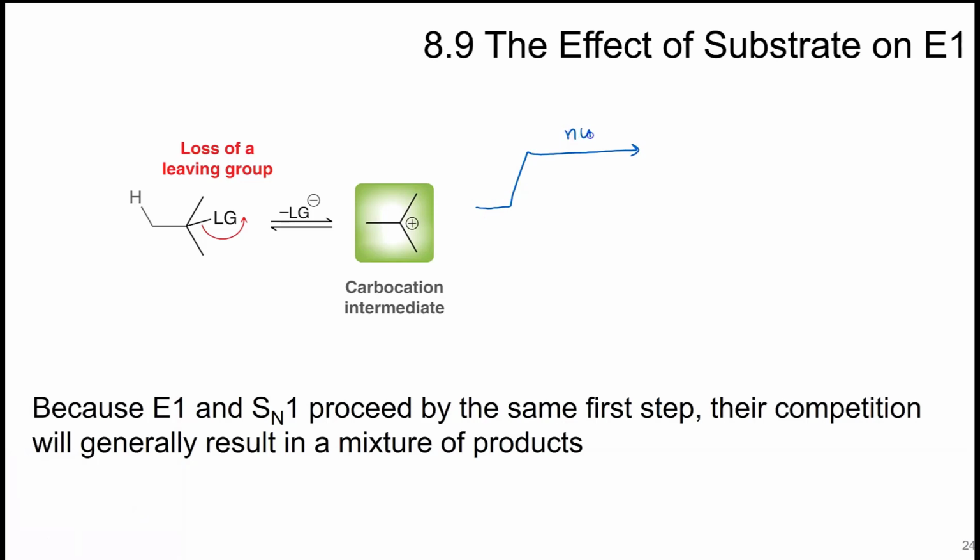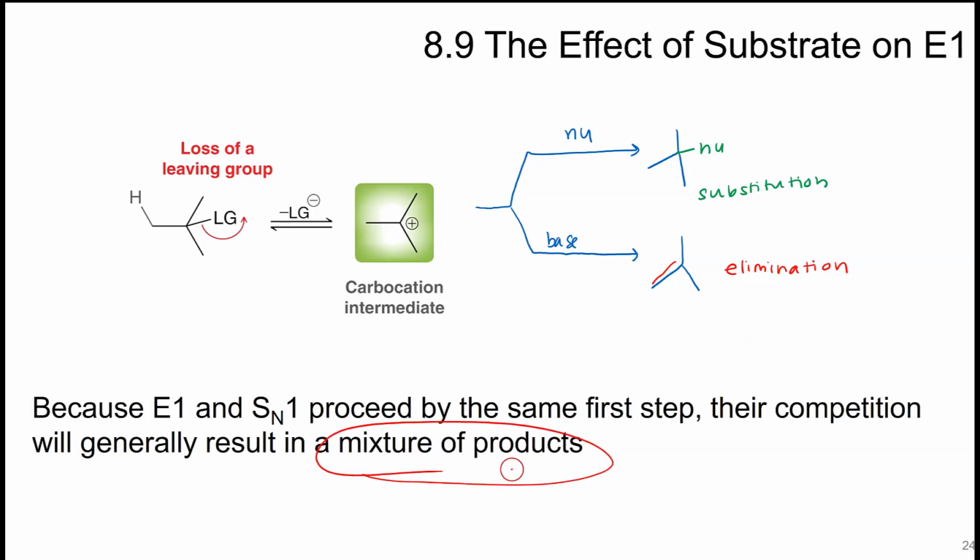If we had a nucleophile, that would result in a substitution. If you have a base, that results in an elimination. Because E1 and SN1 proceed by the same first step, the competition generally results in a mixture of products. So you won't get nucleophilic substitution only or elimination only. You end up with a mixture of products.